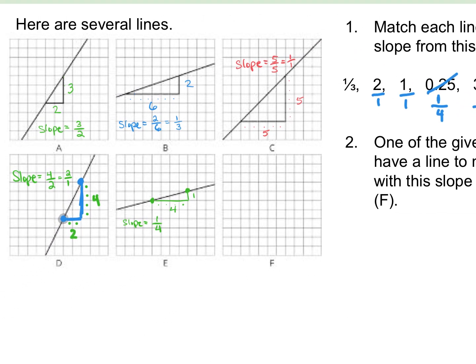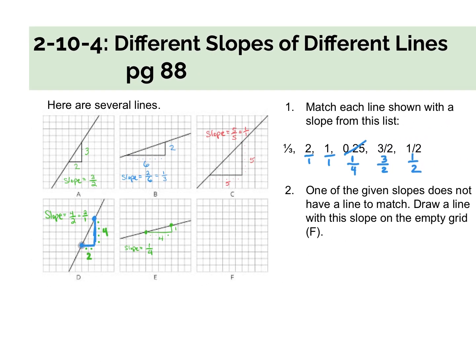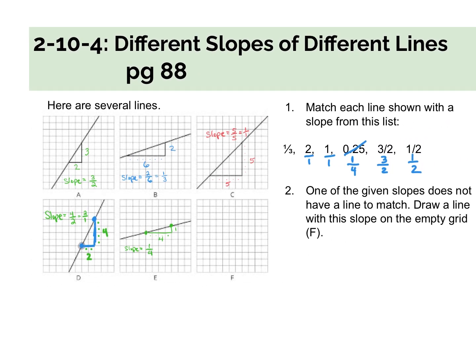All right, so we have 3 over 2. We have 1/3. We have 1 over 1. We have 2 over 1. And we have 1/4. So which one is missing? So we have 3 over 2, 1 over 3, 1 over 1, 2 over 1, and 1/4. So what is missing is 1/2.